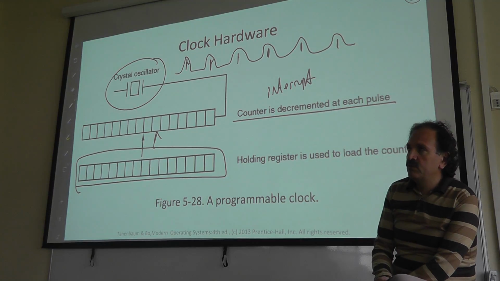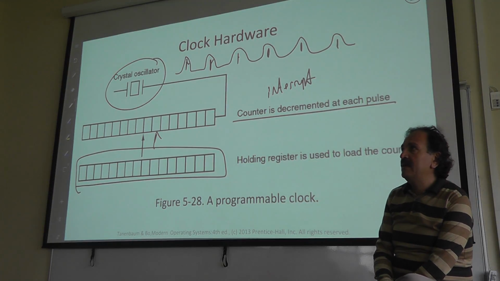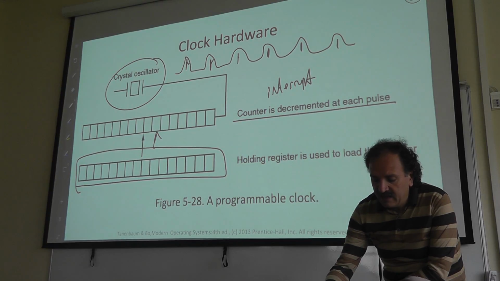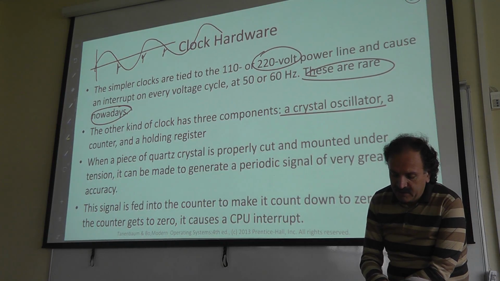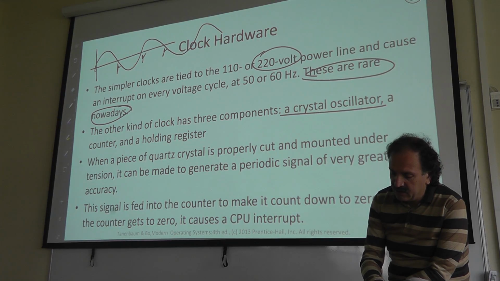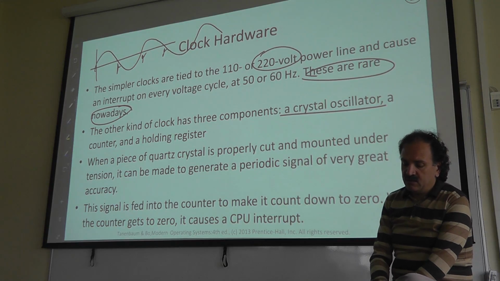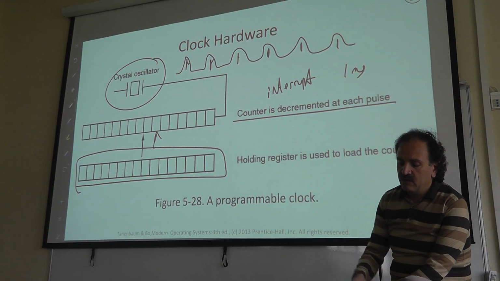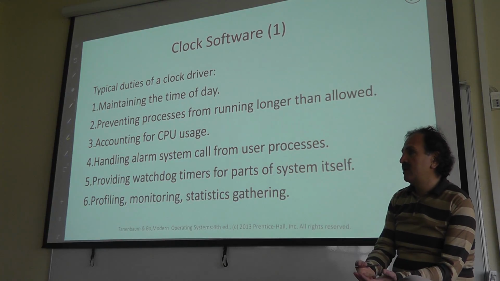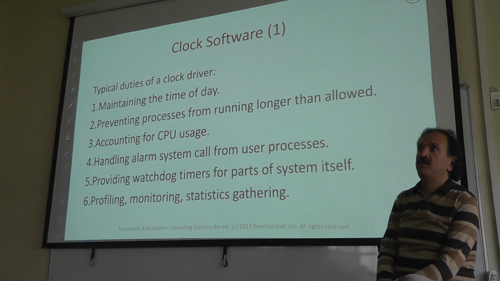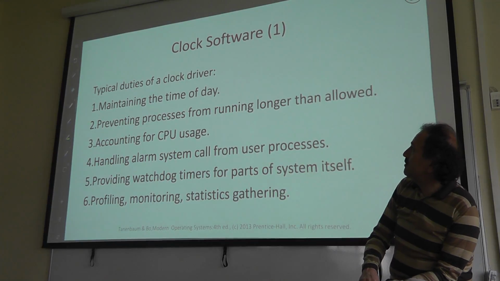All it does is produce an interrupt at given time intervals, maybe every 10 milliseconds, or maybe every millisecond. You produce an interrupt depending on what your operating system needs. So the signal is fed into the counter to make it count down to 0. When the counter gets to 0, then it causes a CPU interrupt, and you handle that interrupt. So this is the hardware that is used most of the time. We will not talk much about the hardware because that's it. That's the clock hardware. We will talk mostly about the clock software.